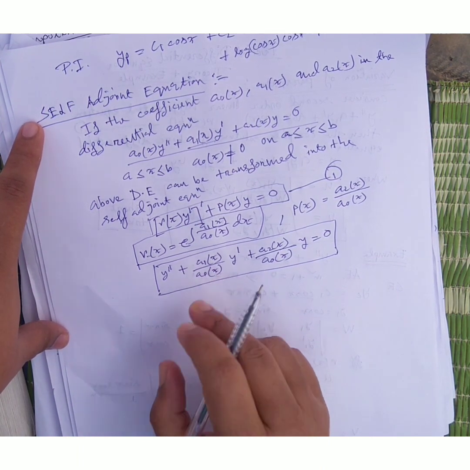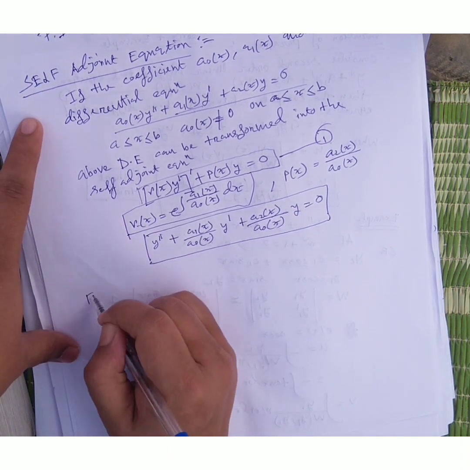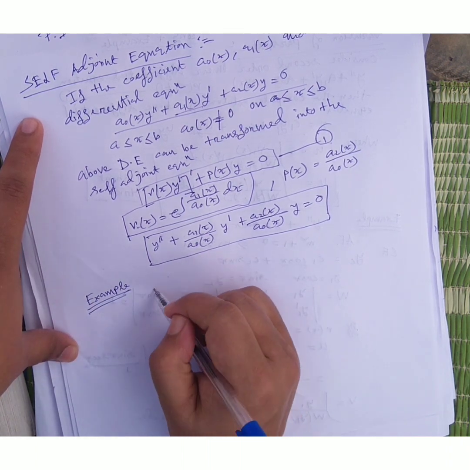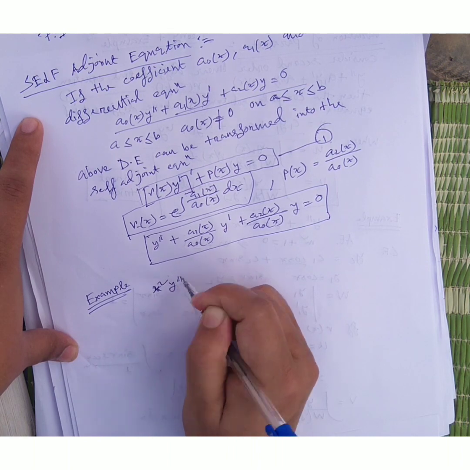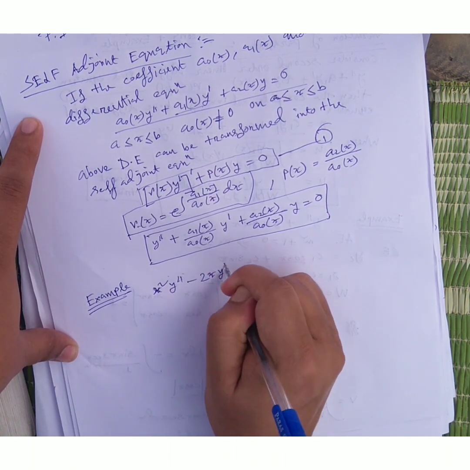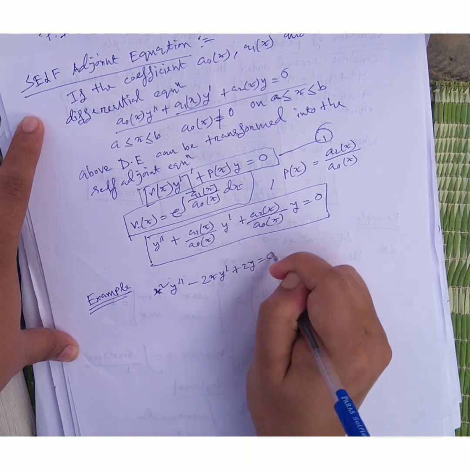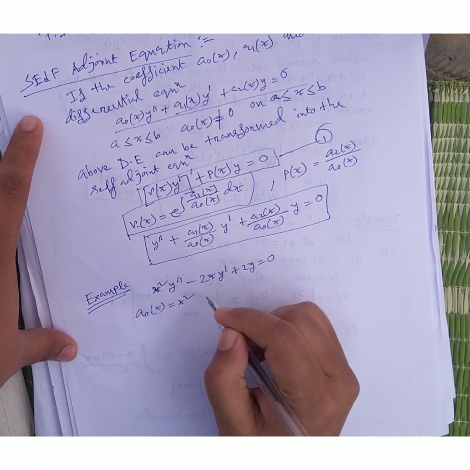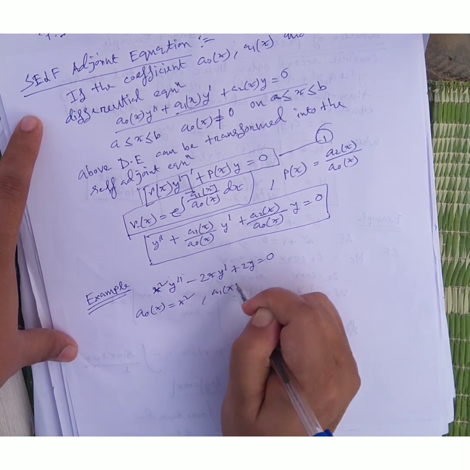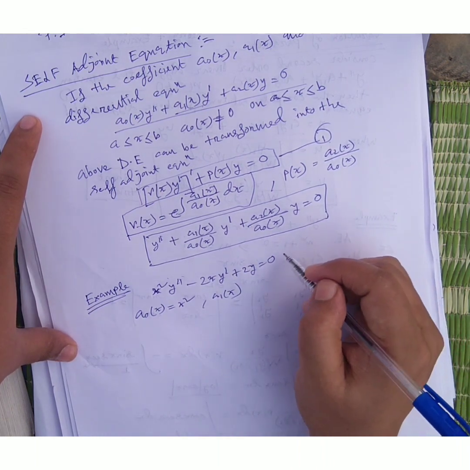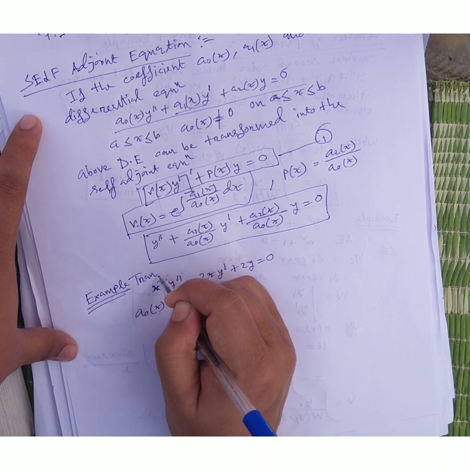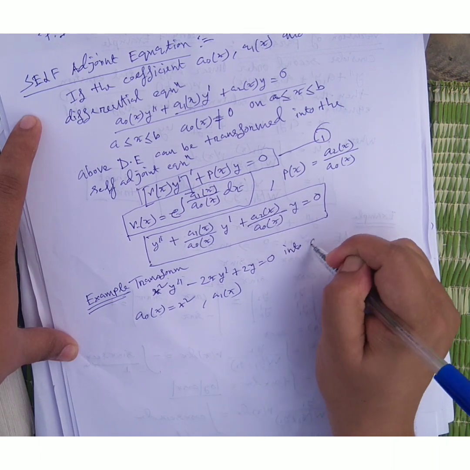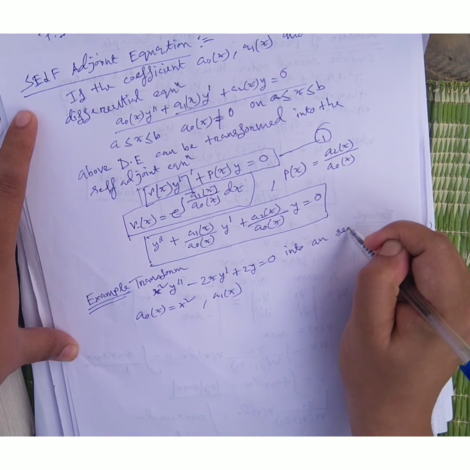Then the equation is a self-adjoint equation. So one example I will take, and this example is very simple: x square y double dash minus 2x y dash plus 2y equals 0. Now let's see, a0(x) is equal to x square. The question is to transform it into a self-adjoint equation.